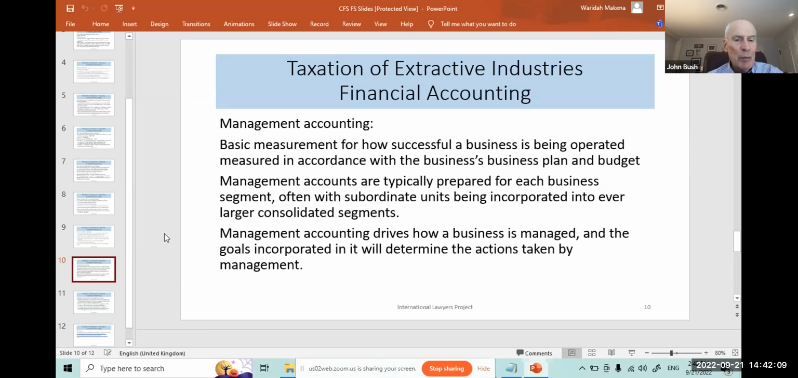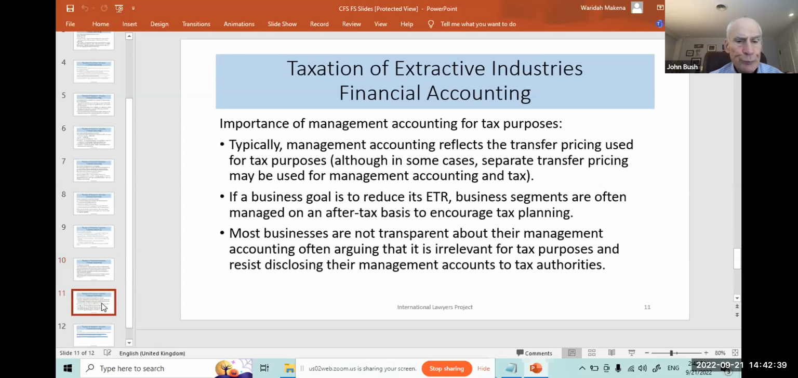The management accounts are based in business segments. Usually they start with legal entities. Sometimes they cross over legal entities and consolidate up across many different legal entities, but they drive how business is, frankly, run. And so let's move on to the last slide if we could.